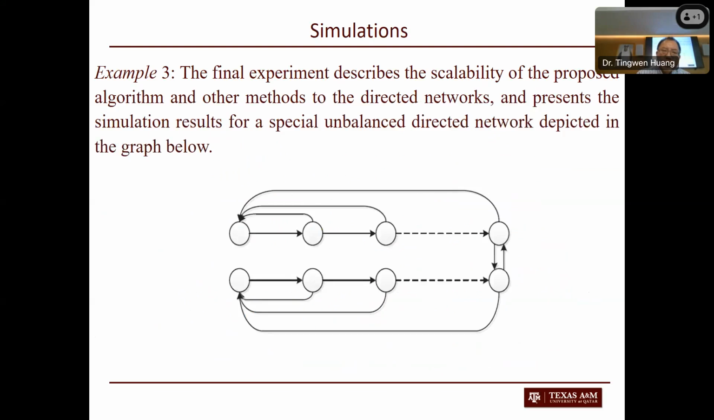Now, for the final experiment, the last simulation I present, it describes the scalability of the proposed algorithm and other methods to directed networks and presents the simulation results for a special unbalanced directed network we depict in the graph below.